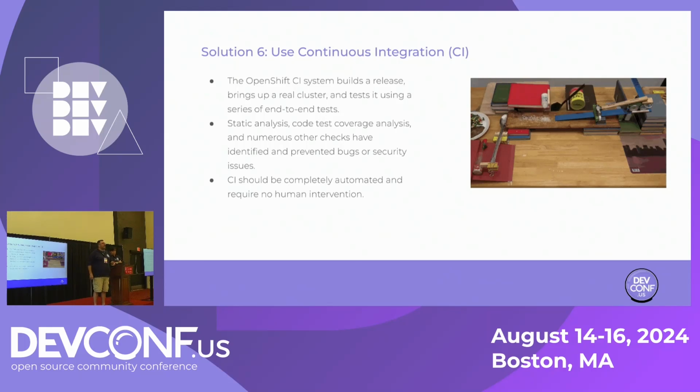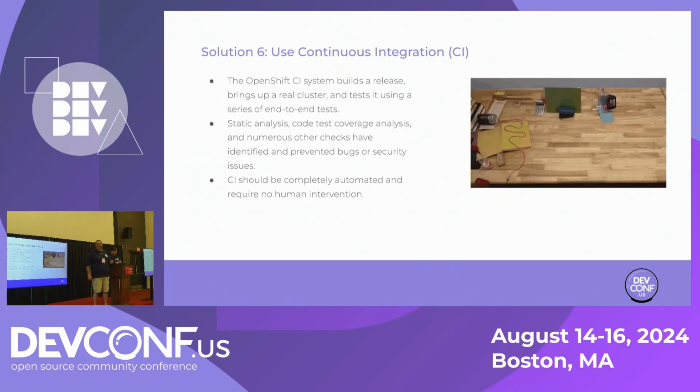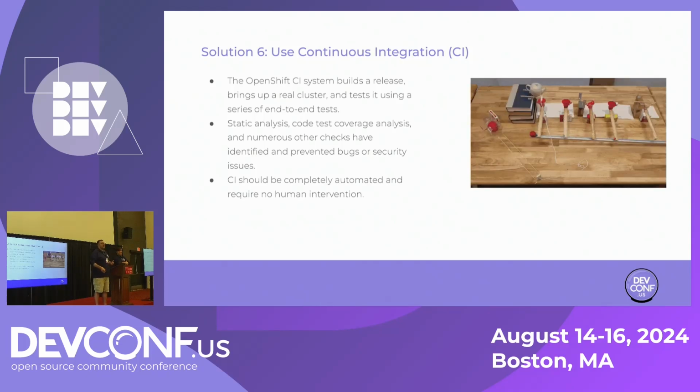Solution number 6, use CI if you've got it. OpenShift in particular has a pretty beastly CI system that brings up a test cluster, runs a whole bunch of tests on it, and not to mention runs a whole bunch of other checks like static analysis, security analysis, all those things. And it's completely hands-off. All the developer has to do is open a pull request.